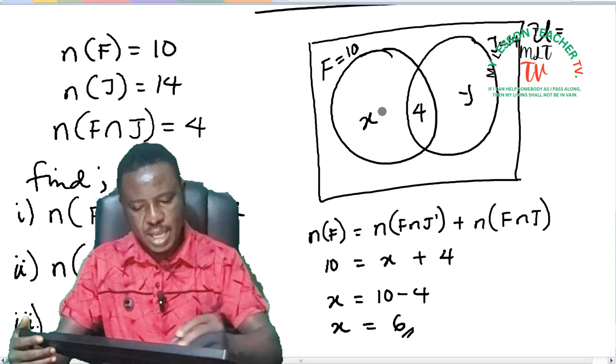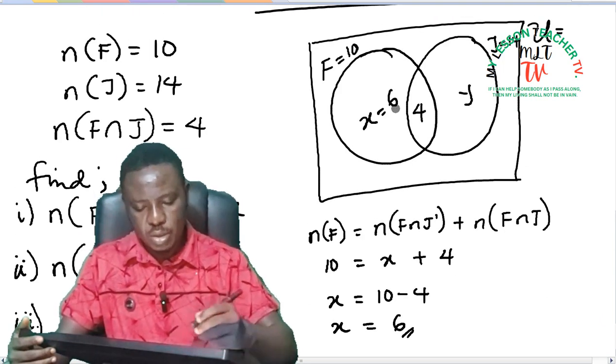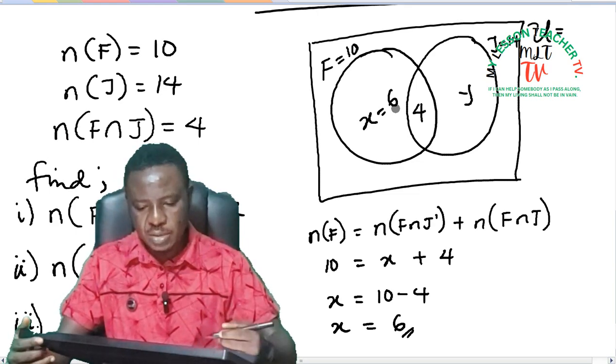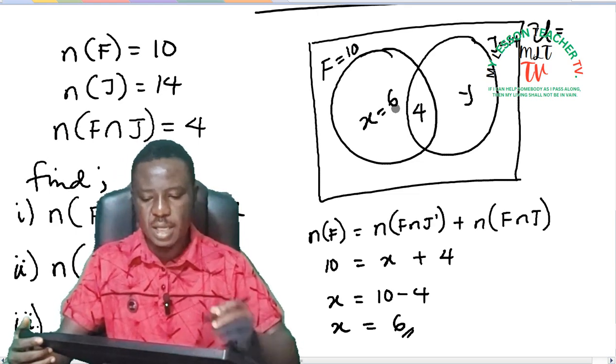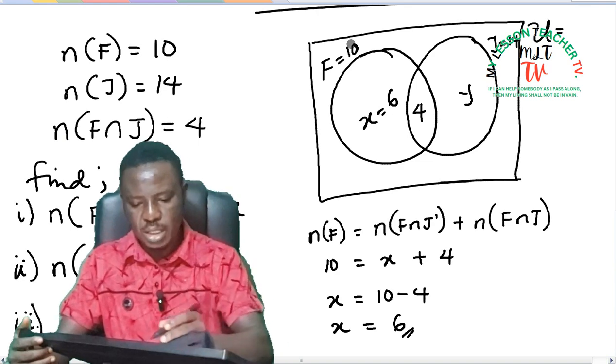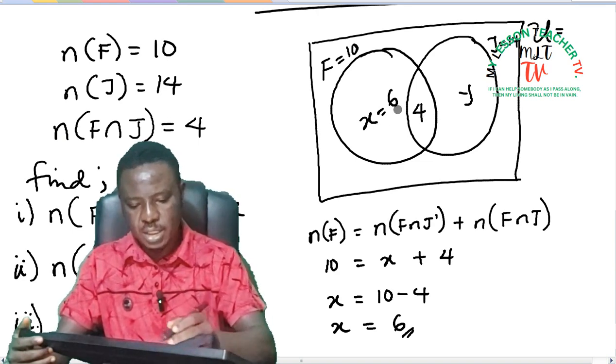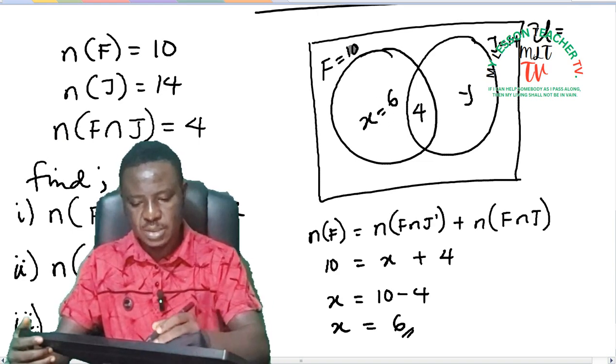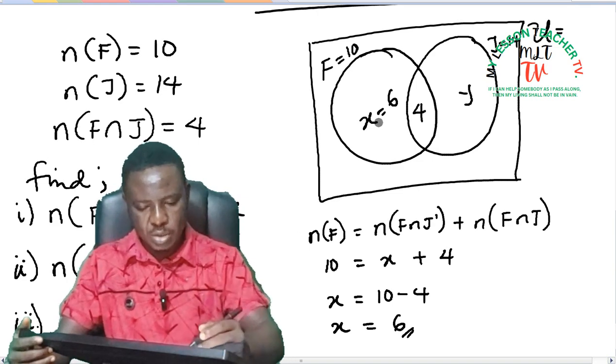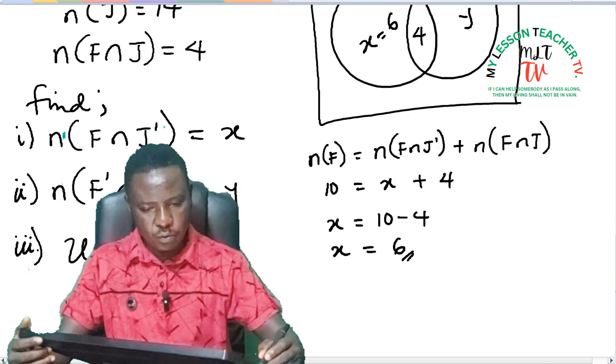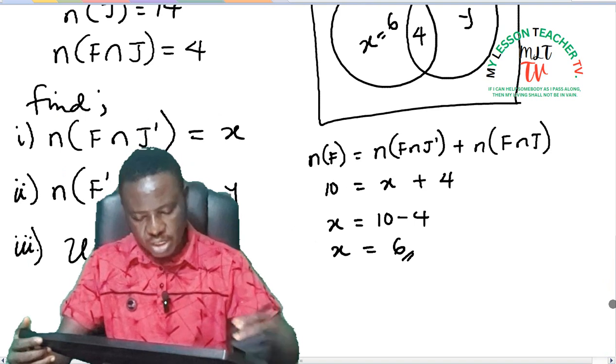So what we have here is that x is equal to 6, meaning those that could dance only to Fuji are said to be 6. And if you look at it, if x plus 4 is 10, then it therefore means that x is equal to 10 minus 4, which is 6. We'll do the same to those that danced jazz.